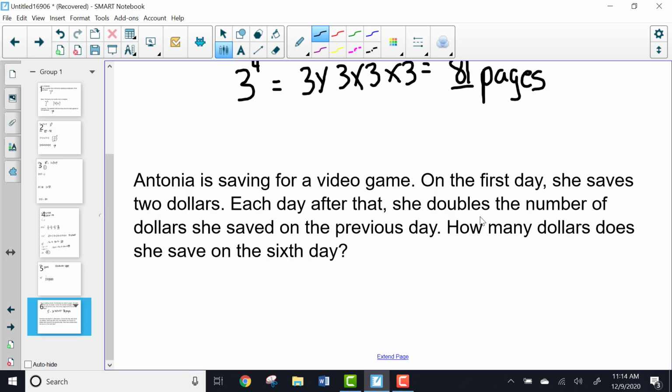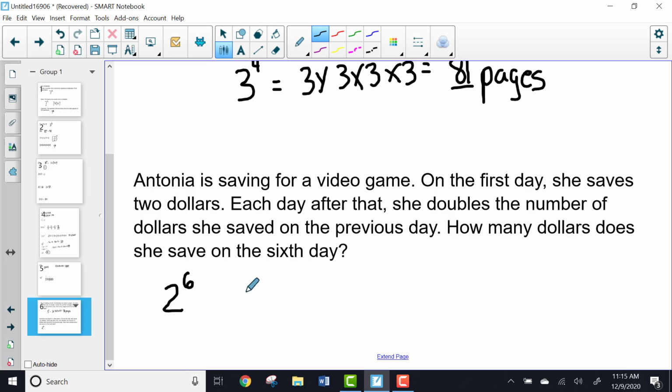Next one, Antonia is saving for a video game. On the first day, she saves $2. Each day after that, she doubles the number of dollars she saved on the previous day. How many dollars does she save on the 6th day? So what we have here of the first day, also basically going all the way to the 6th day, we know she's saving $2 a day, so that's going to be our base. What's going to be our exponent? 6 is going to be our exponent. Why is that? It's because we're trying to figure out how much she saves on the 6th day.